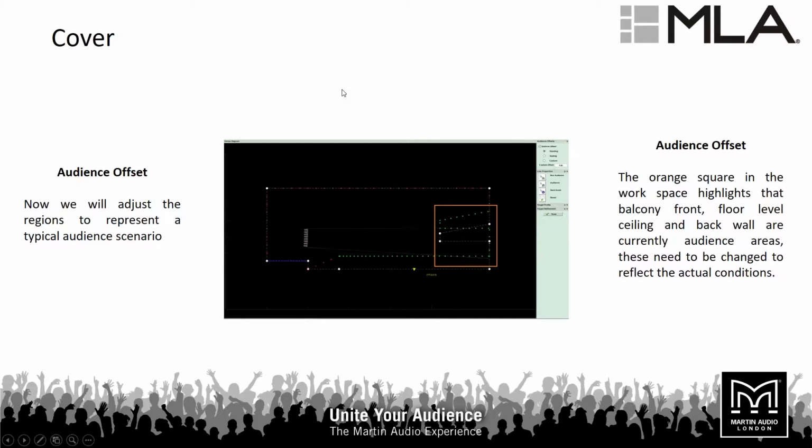So looking again at the cover still, looking at the audience offset, now we just need to decide whether these areas here are standing or seating, and also what's going on with the balcony area. The orange square here highlights the balcony front, and the floor level and ceilings at the back of the walls are currently audience areas, but these need to be changed to reflect the actual conditions, because once again, there is nobody hanging under that balcony, at least I don't think.